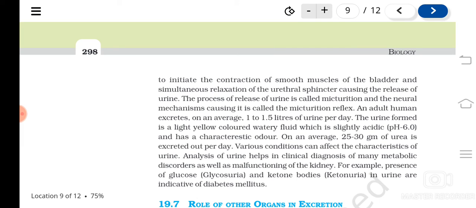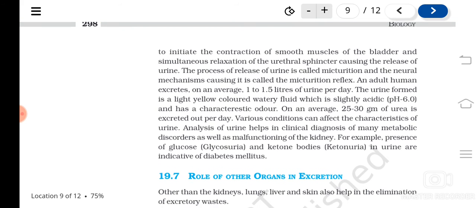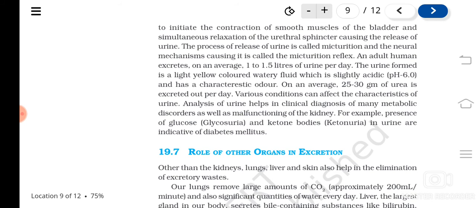And the neural mechanism is this: when the urinary bladder is filled with urine, a message is sent to the CNS, and from the CNS, through a motor neuron, the message is sent back to the walls of the urinary bladder. All this is known as the micturition reflex. Understood? The neural mechanism causing micturition is called the micturition reflex. An adult produces an average of 1 to 1.5 liters of urine per day.